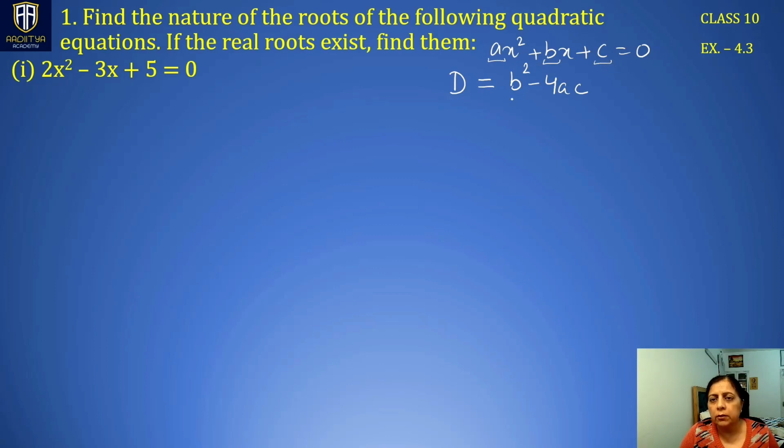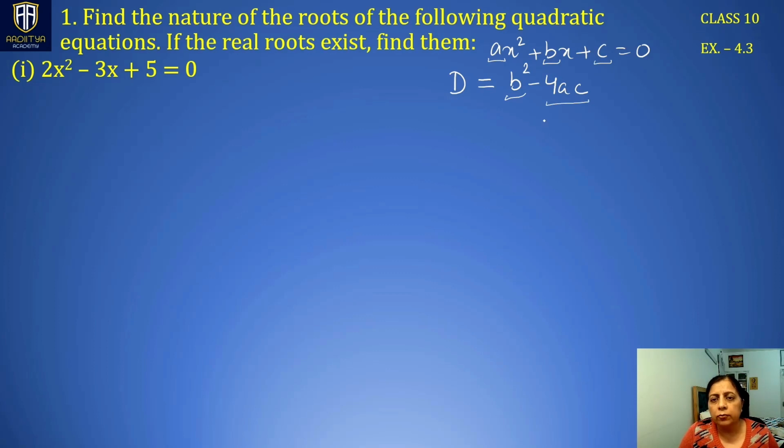From this equation, we use these symbols: b square, where b is the coefficient of x, minus 4 times a and c, the product of the coefficient of x square and the constant term. So this is the value of the discriminant, which is given by b square minus 4ac for any quadratic equation.